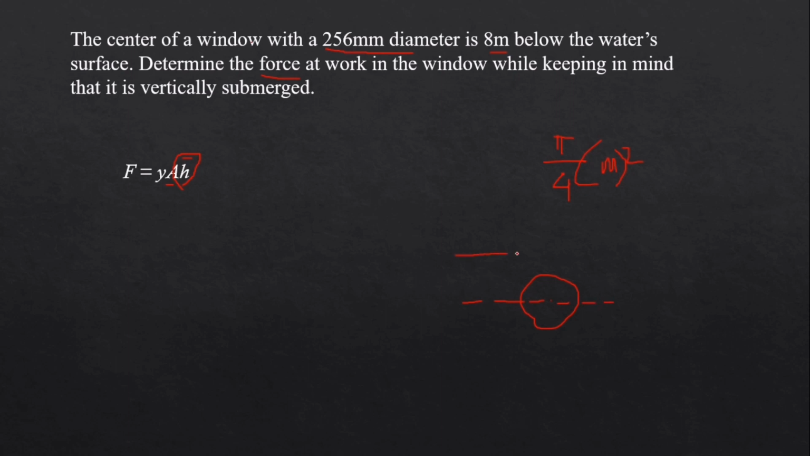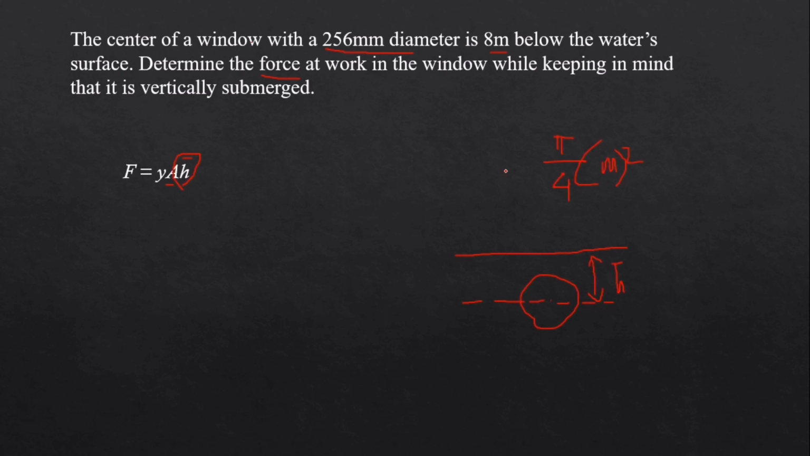And we have here the water surface. The h bar was located here. h bar. h bar is the depth from the center of the submerged body to the water surface.